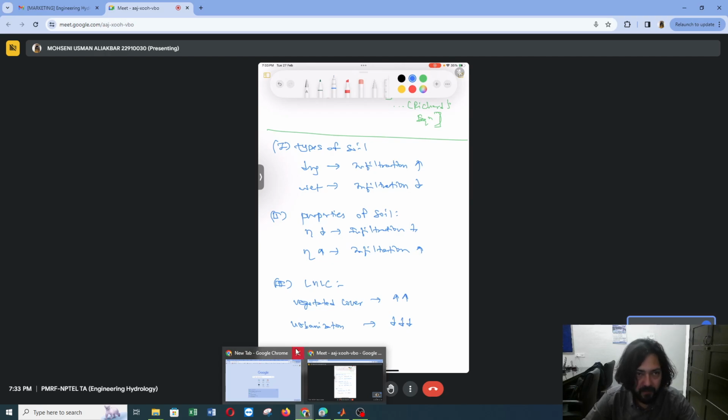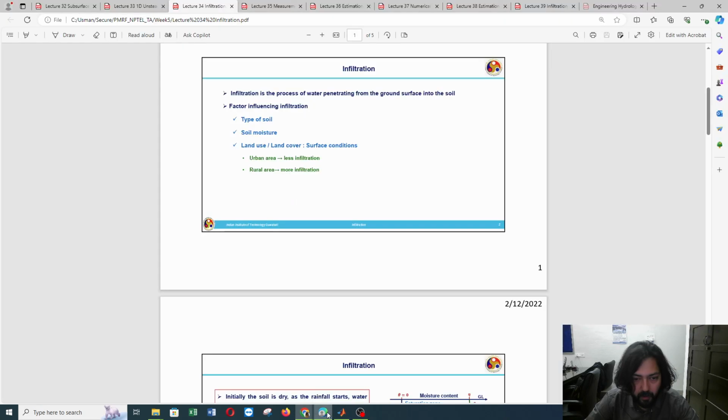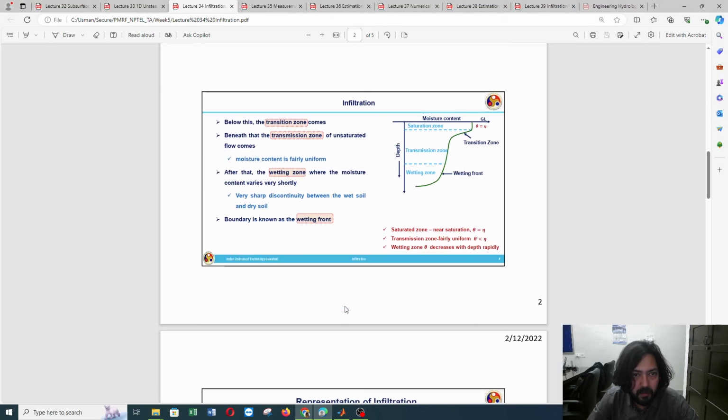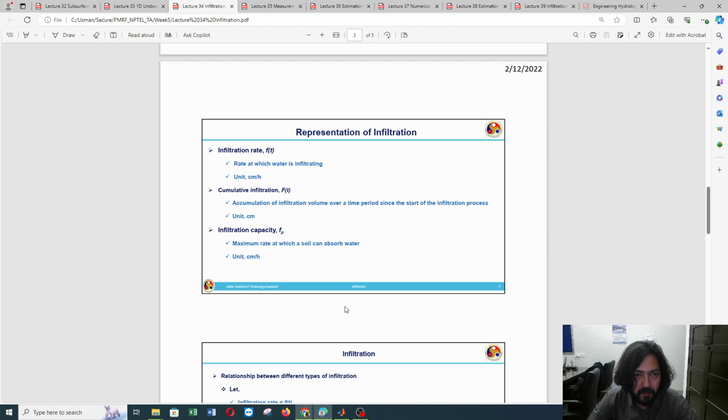Now let us see in how many different ways we can define or represent infiltration. We can represent infiltration in three ways. The first is infiltration rate. What does infiltration rate mean here? Infiltration rate means the rate at which the water is infiltrating.